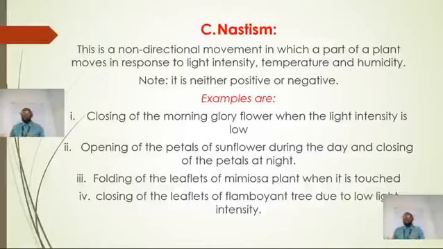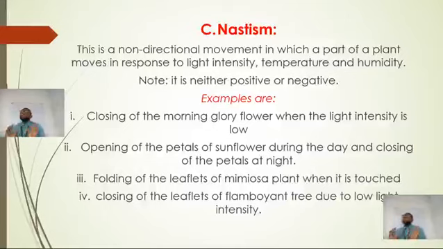And when we say the part, it means, because it's non-directional, we cannot have what? Positive or negative. So it can respond to light intensity, temperature, and humidity. Note, it is neither positive nor negative, like I said earlier on. Examples are: 1. Closing of the morning glory flower.